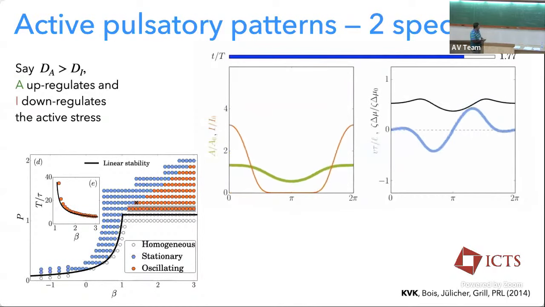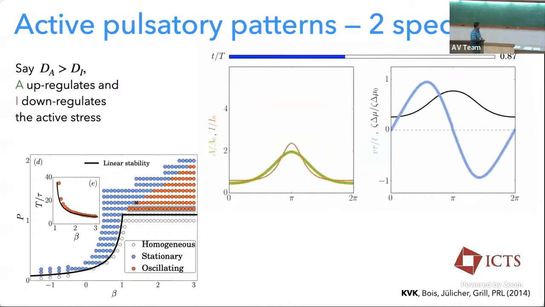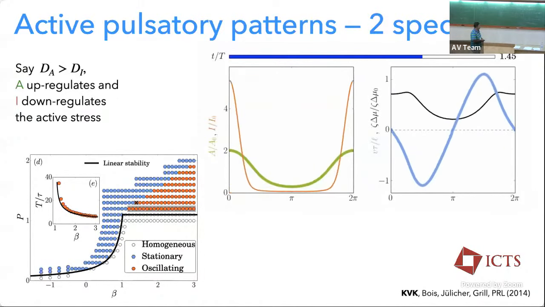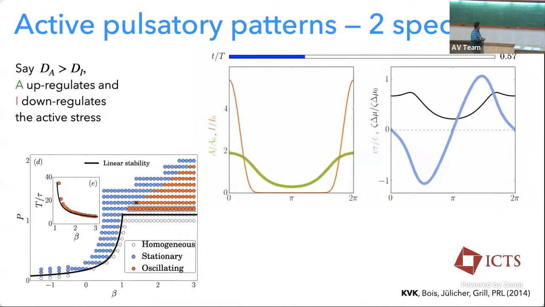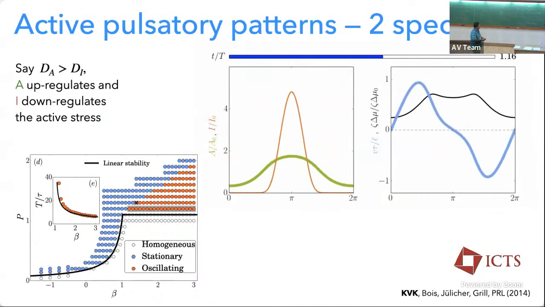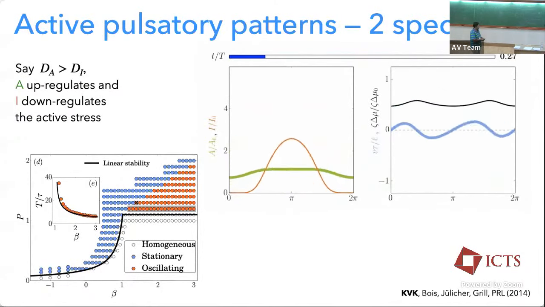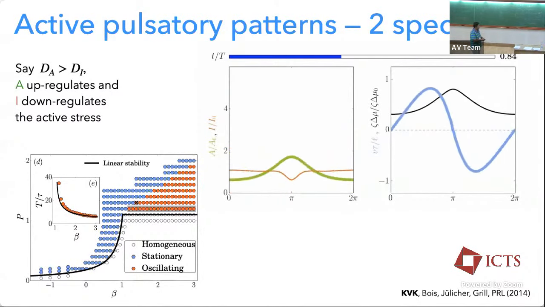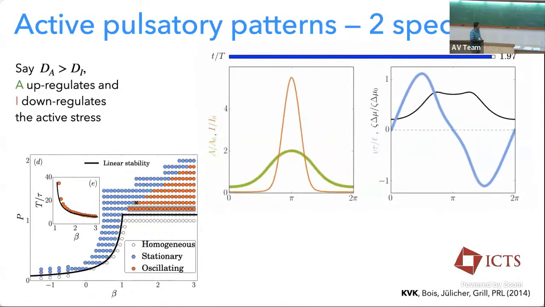So there's a whole phase diagram you get, for instance. There's a Peclet number, and there is this asymmetry parameter. If your asymmetry parameter is less than 1, then surely you don't satisfy the criterion for these oscillatory patterns, but you can satisfy the criterion for stationary patterns, and you do get stationary patterns. If you satisfy the criterion for oscillatory patterns, then you get oscillatory pulsating patterns.